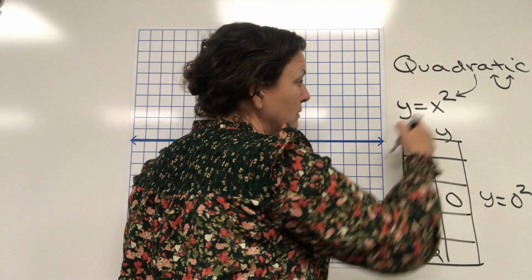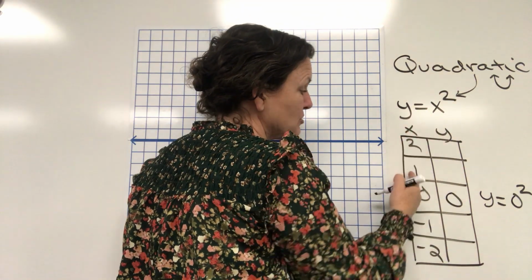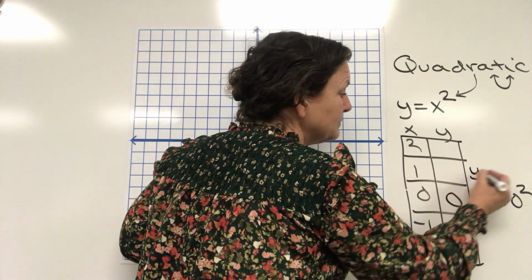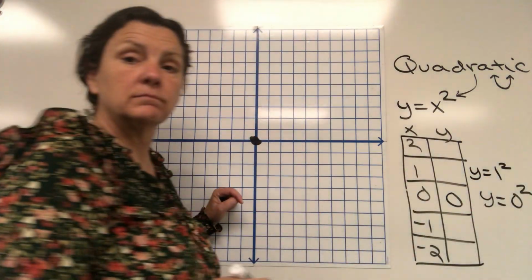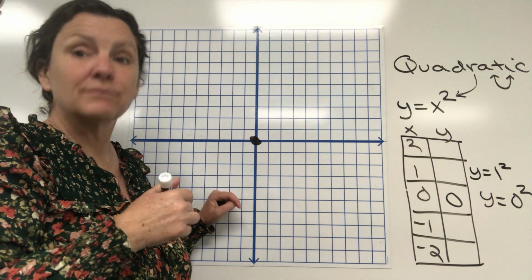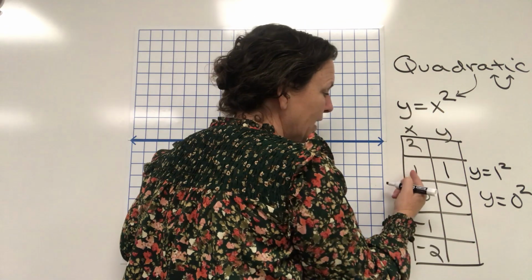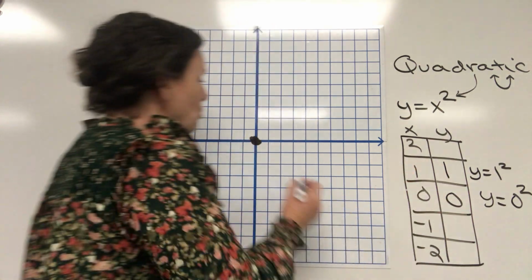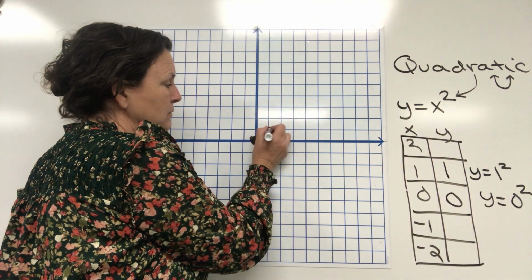Next, I'm going to plug in 1. So I'm going to replace x with the number 1 and see what I get. Now that's not 2, that is 1 times 1. What is 1 times 1? 1. So our next point we're going to graph is (1, 1).